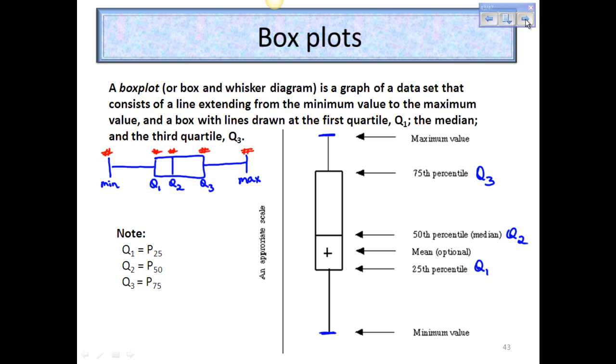We could also label Q1, Q2, and Q3 as the 25th percentile, the 50th percentile, and the 75th percentile. And Q2 can also be labeled as the median. And again, we don't have to label the mean. That is optional. In the next topic, I will show you how to use your calculator to find the 5-number summary, and in doing so, find the quartiles.